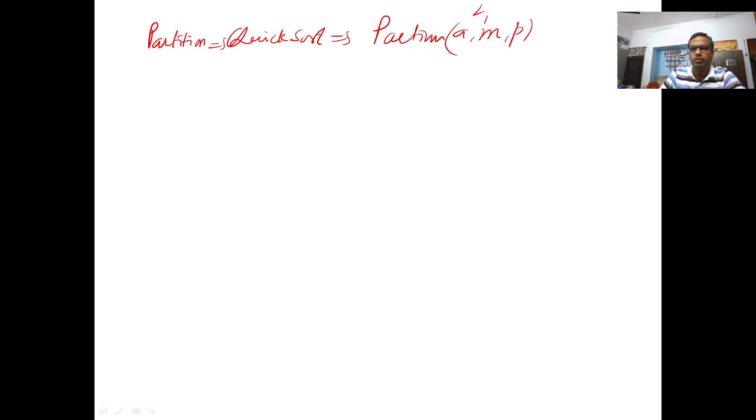Hello all. So in the last class we completed the functioning of our partition algorithm that was expected to be used in quicksort. So what exactly our partition was doing is that partition was taking three arguments. One was the array A, then the lower bound, which was earlier called low, and P as the upper bound of the array.